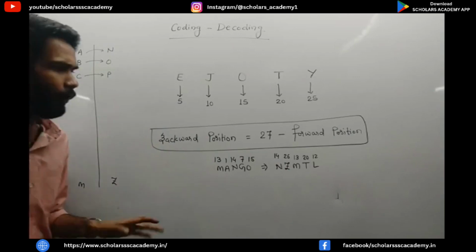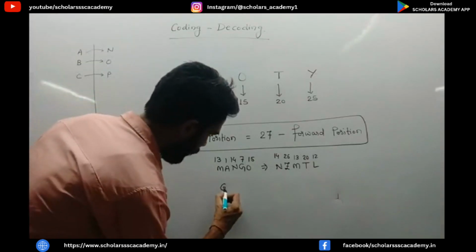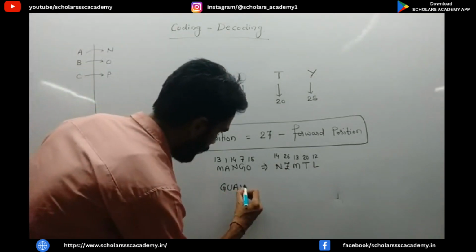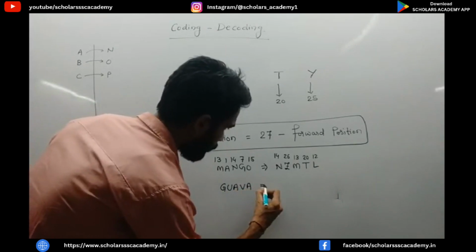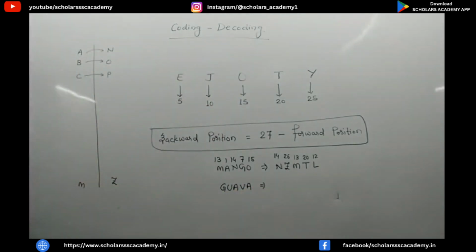So any word can be given, guava, apple, whatever, doesn't matter. So you have to use the backward position for this case. So the second type. The second type has no other rule, just the one backward position only. No other changes will be made. If they make some changes, you have to look for the questions of that type.